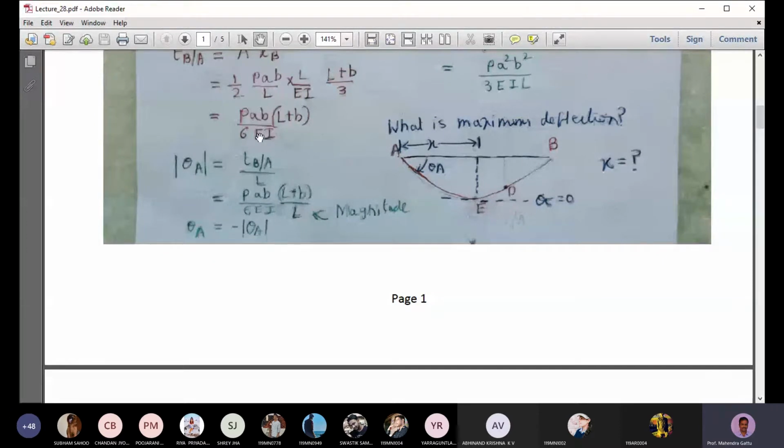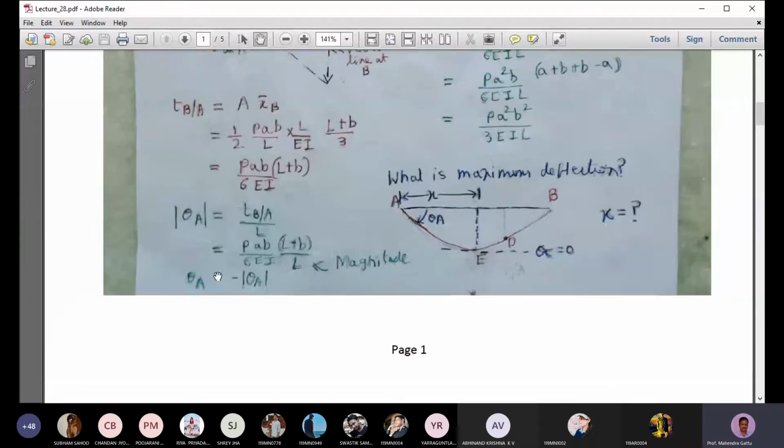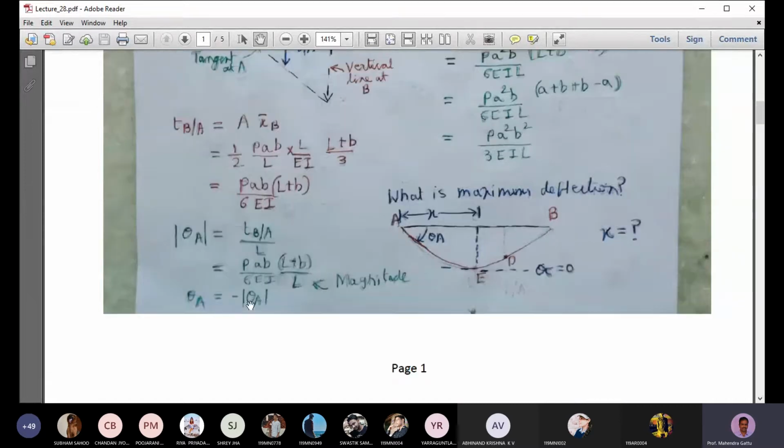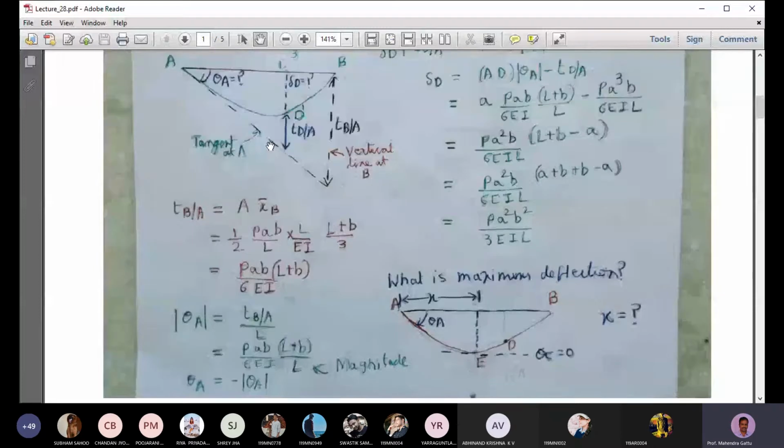Here we are just finding the magnitude of theta A. The actual value will be negative because it is a negative slope, so theta A will be minus the magnitude of theta A, or the magnitude of theta A is minus theta A. Either way it's okay. So we have found the rotation at point A.